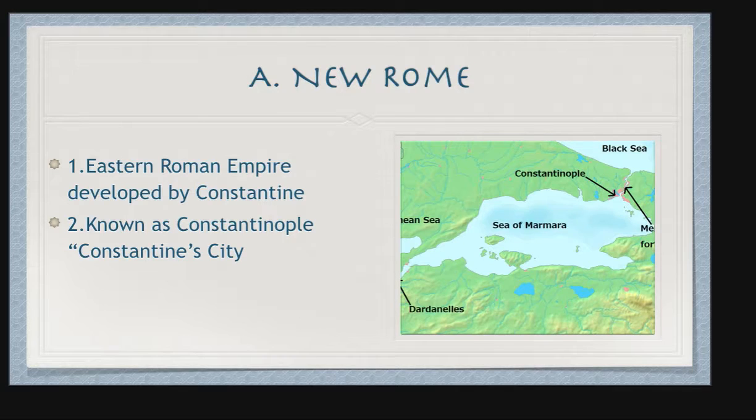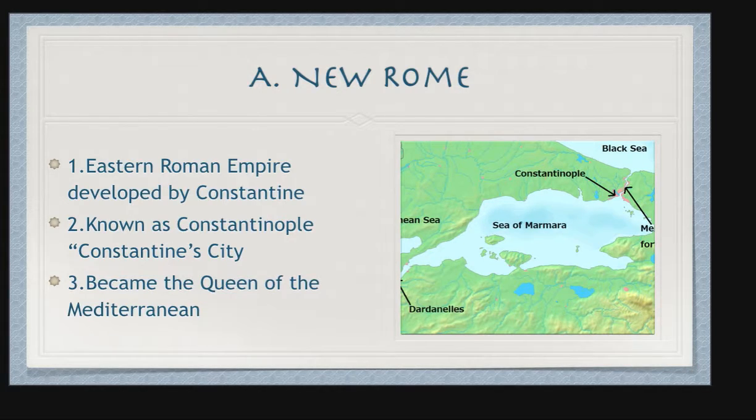And it became really the queen of the Mediterranean because it was so powerful, so influential, that all the other cities along the Mediterranean became jealous of Constantinople. It greatly benefited by its location as well as its power. And so the people who lived there benefited financially as well.